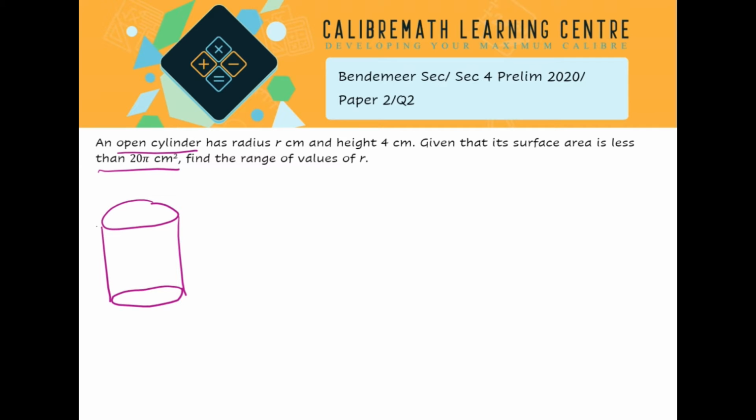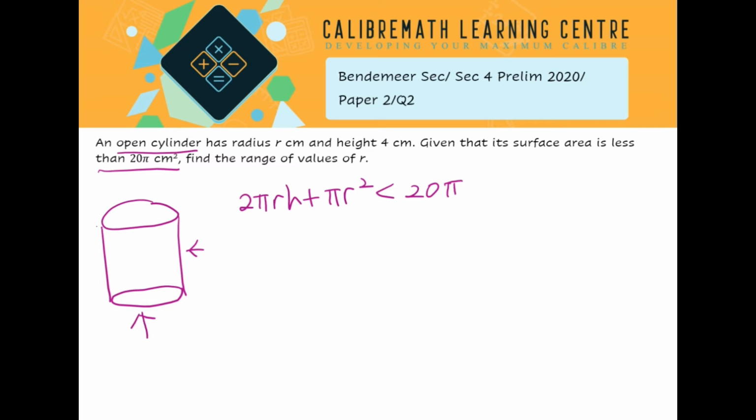Now, since this is an open cylinder, we will only need to include the curved surface area, which is 2 pi rh, and the base of the cylinder, which is pi r squared for the surface area. So since we know that the surface area is less than 20 pi, so this is less than 20 pi. So this is the inequality that you can get from the question.